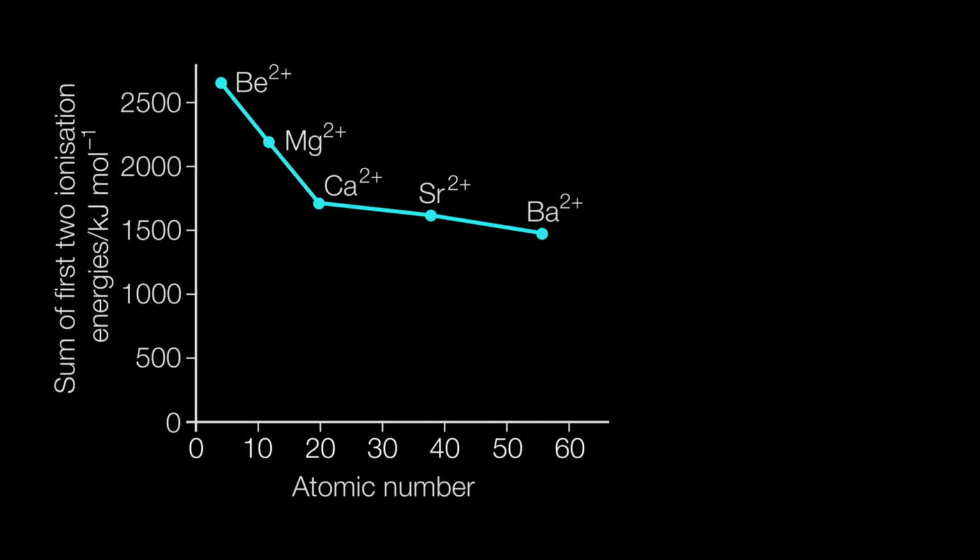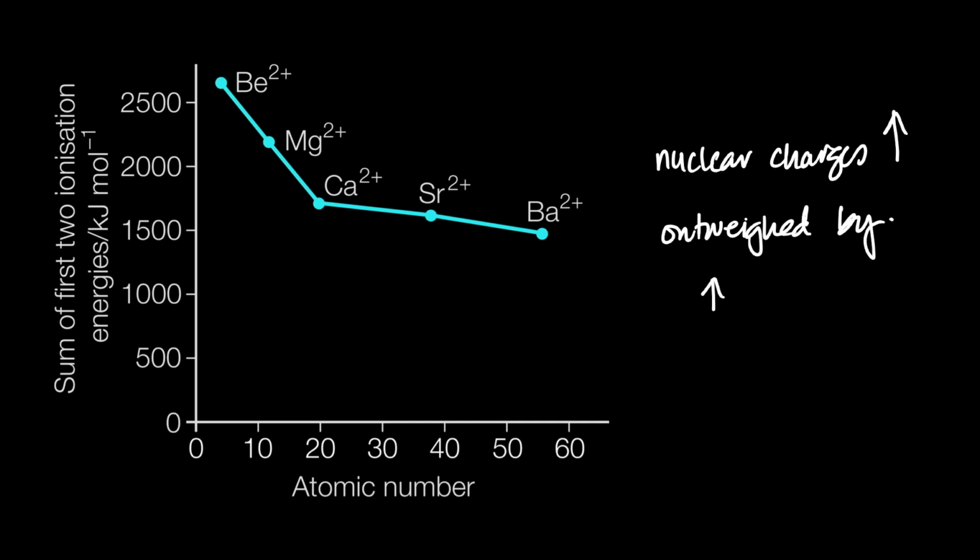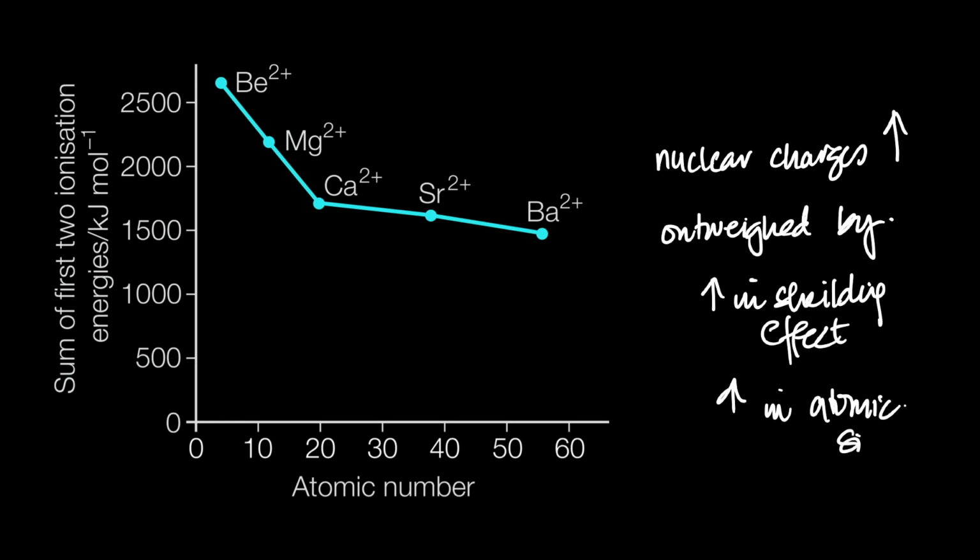And the reason why it's decreasing is because even though the nuclear charge is increasing, it is outweighed by, and this is what you write in the exam, the increase in shielding effect, which is because of inner shells, and the increase in atomic radius or atomic size. Now both of these result in the electrons being more loosely held even though there's more nuclear charge, and we discussed this in the previous video also.